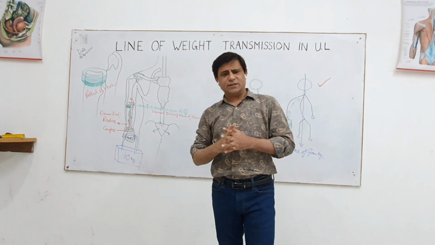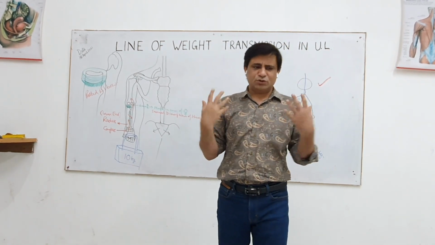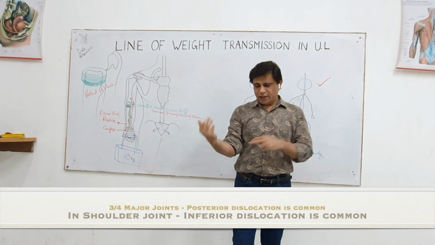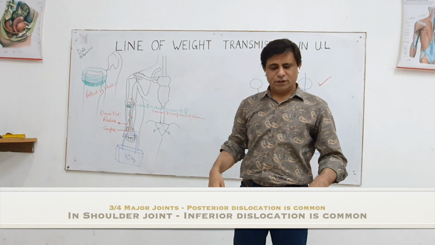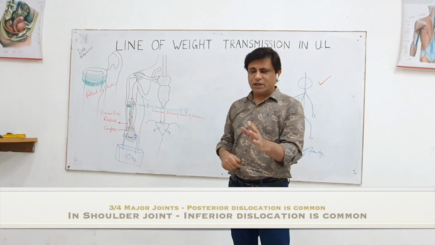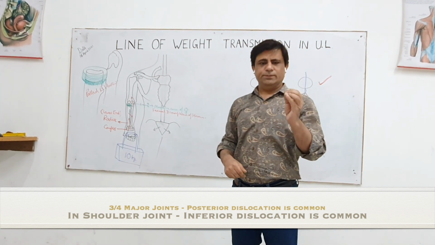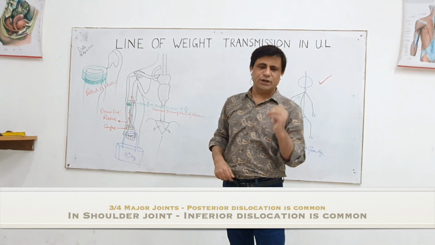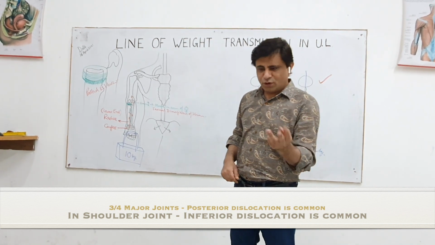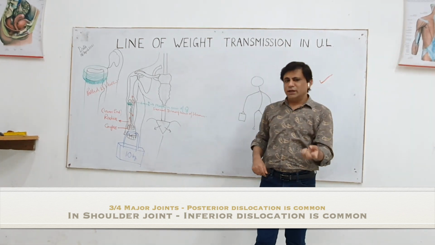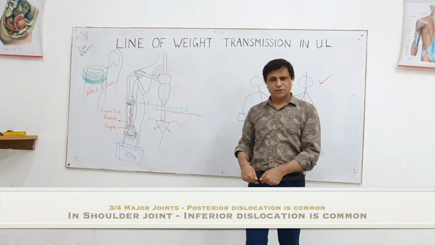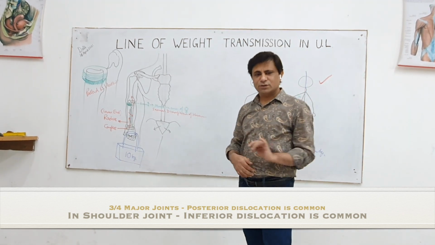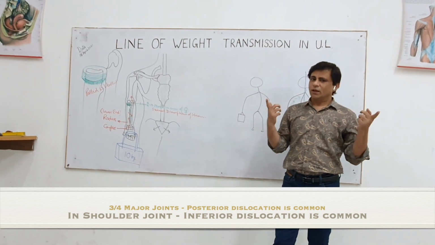And by the way, for MCQ purposes, let's talk about the four major joints: shoulder joint, elbow joint, hip joint, knee joint. If it's asked what's the most common side of dislocation of the hip joint? Posterior dislocation. What is the most common dislocation of the knee joint? Posterior dislocation. What is the most common dislocation of the elbow joint? Posterior dislocation. Except the shoulder joint.